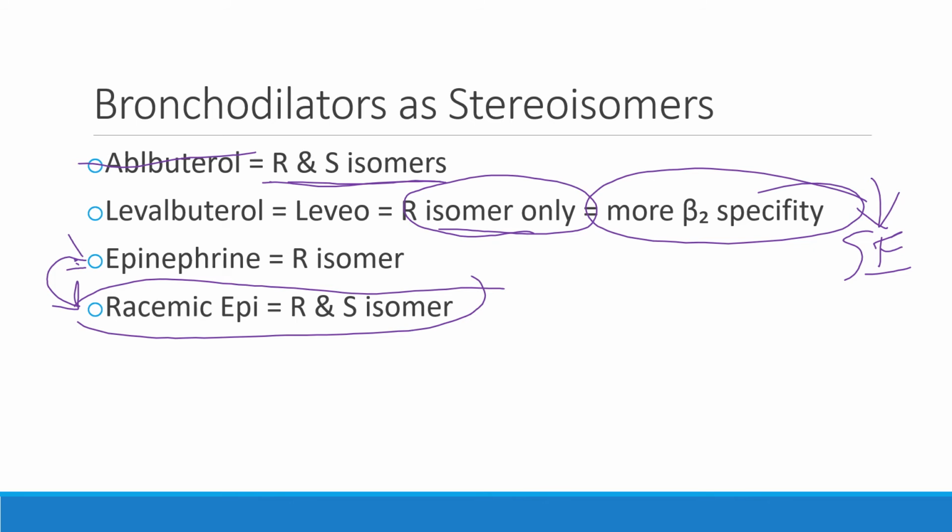Epinephrine is just the R isomer, right? And that's why it has just the bronchodilation effect, whereas racemic epinephrine would be the R and S isomer, which has more effect on the cardiovascular structure.